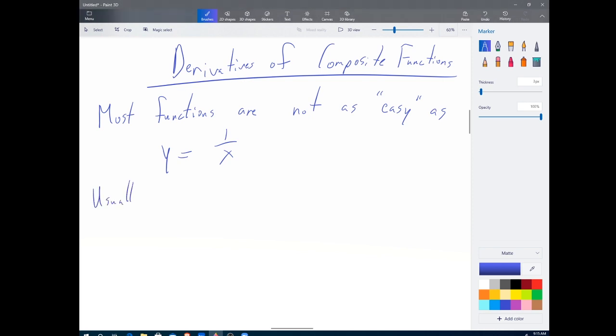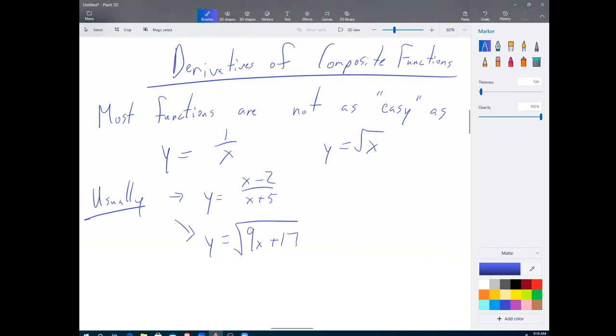Usually, or at least we have a whole new world opened up to us when we expand to include these, we have things like, let's say, y equals x minus 2 over x plus 5. Or let's say instead of y equals just the square root of x, maybe we have y equals the square root of 9x plus 17. Usually there's a little bit more meat to the problem. So, we have this set of functions called composite functions.